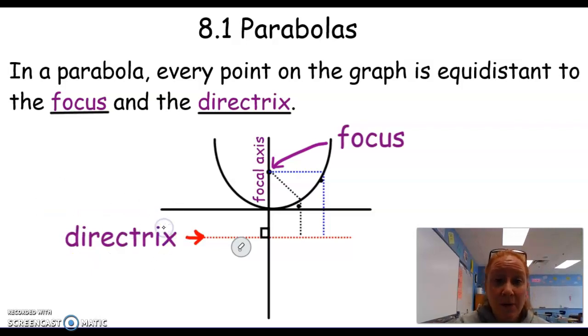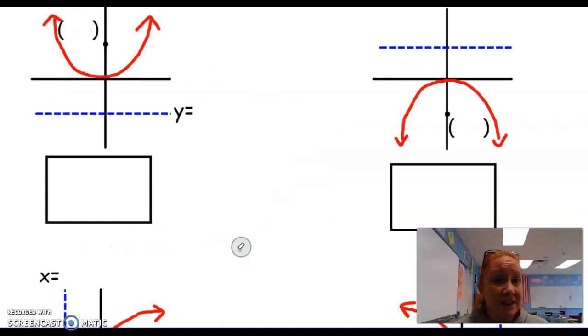So any point that we find, like right here, here's a point that is equidistant from the focus and the directrix. Or this point right here, they're all equidistant from the focus and the directrix. Now this right here is the focal axis. That's like what your parabola is folding around. And so fun things.